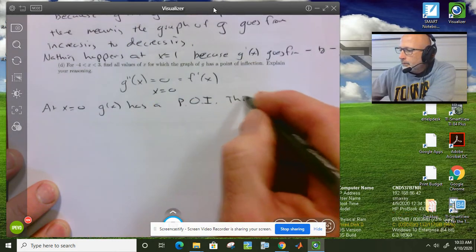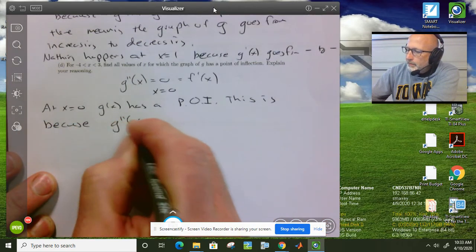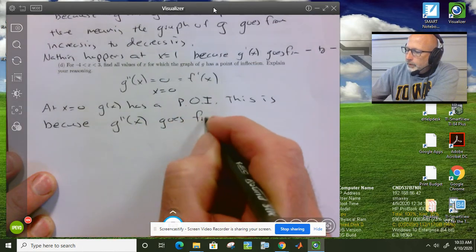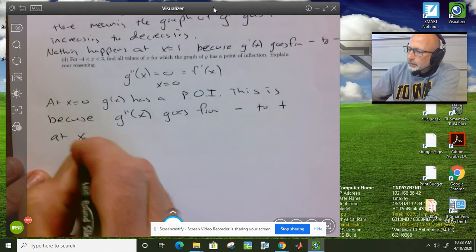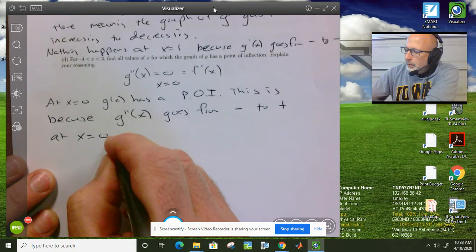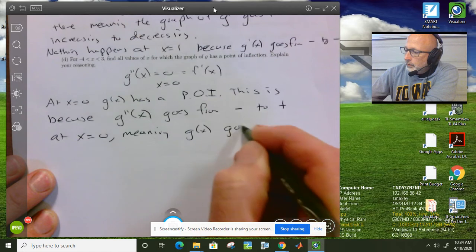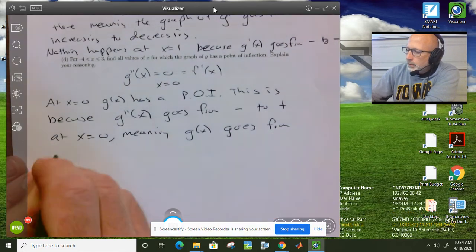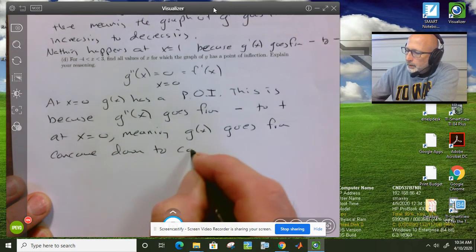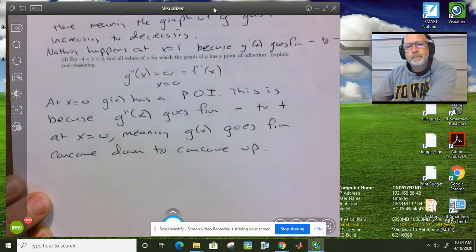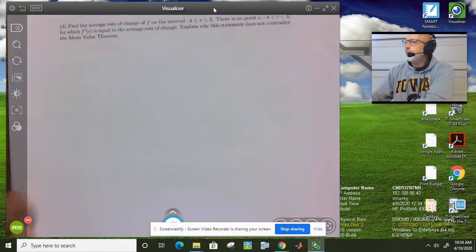Okay, this is because g double prime of x goes from negative to positive at x is equal to 0, meaning g of x goes from concave down to concave up. Okay, meaning it has a point of inflection. Okay, and that is it for number 4. Number 5.